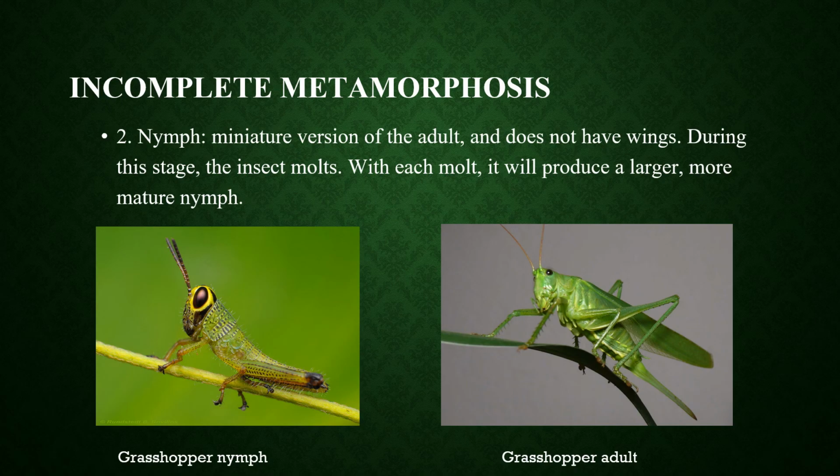Second stage for incomplete is nymph. Now, I know this word looks a little funny. It's pretty fun to say, to be honest. But the nymph is the miniature version of the adult. And this is important, it does not have wings. During this stage, this is where the insect molts as it gets bigger and bigger. And with each molt, it will produce a larger, more mature nymph.